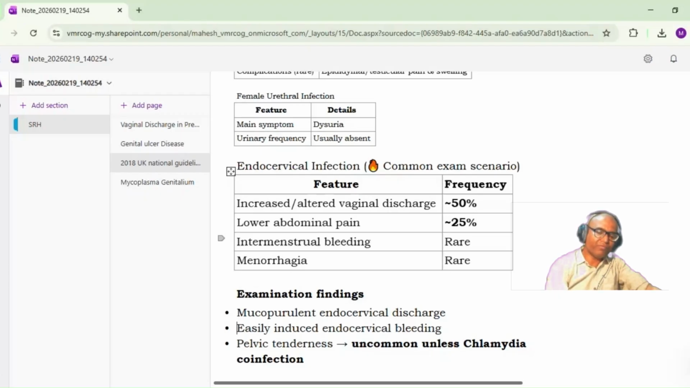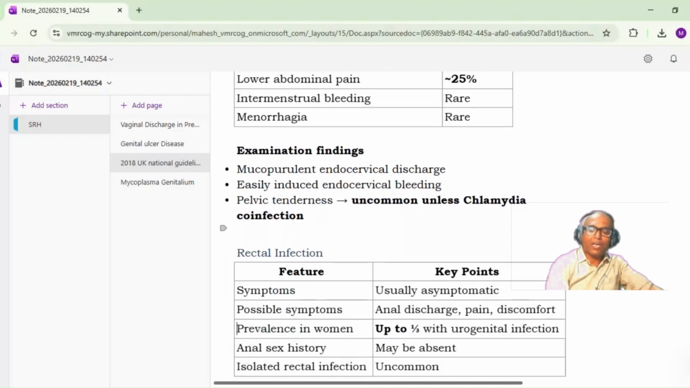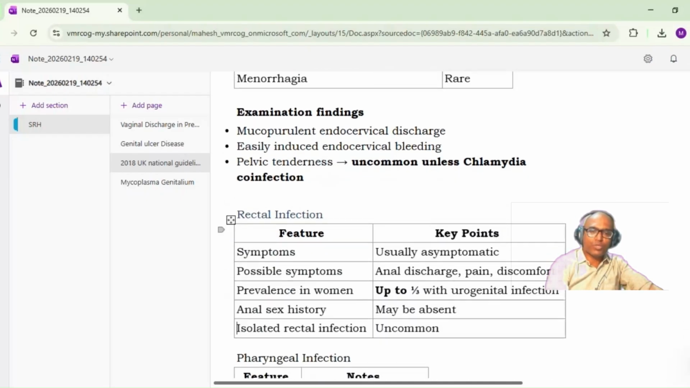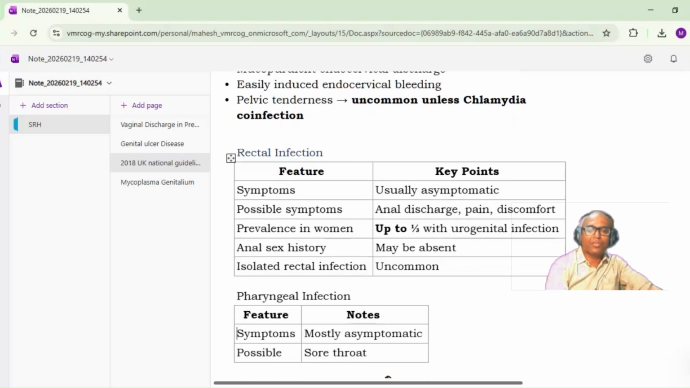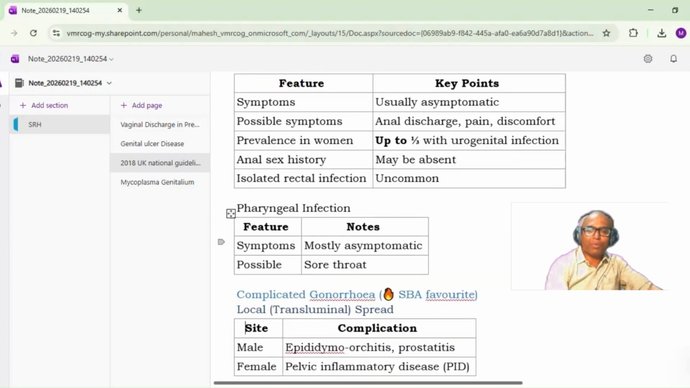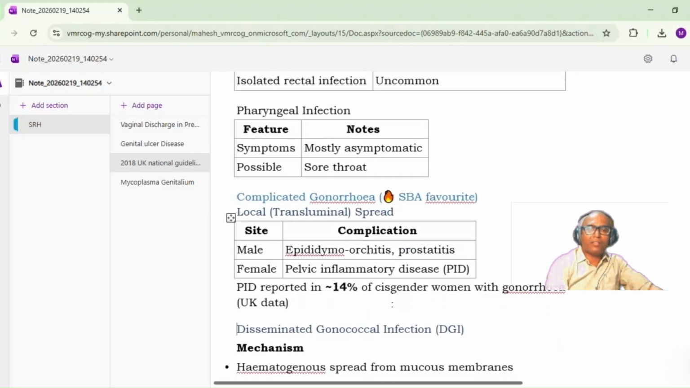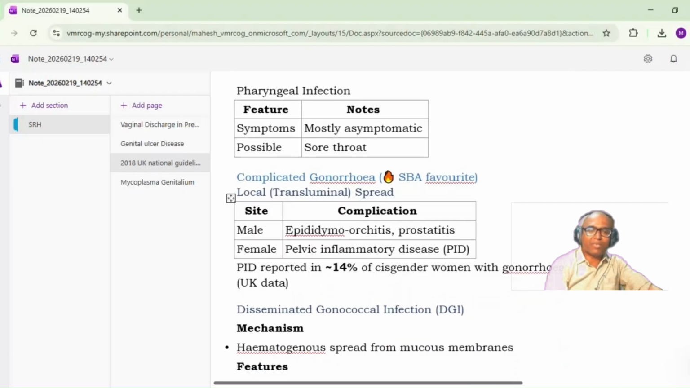If it is a chlamydia co-infection, we know that it is one of the common causes of PID. Think of pelvic tenderness more towards chlamydia. In rectal infection, patients are usually asymptomatic. Anal discharge may be there, and up to one-third of cases will have urogenital infection. Anal sex history may or may not be present. Pharyngeal infection is mostly asymptomatic.